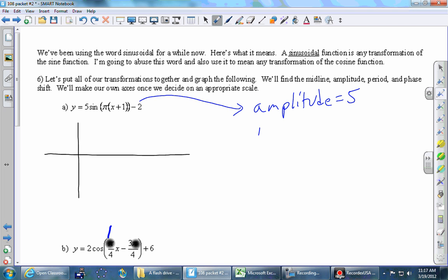And then we've also got a midline. Okay, ignoring any negative numbers, what is the midline? Is it y equals -2? So y equals -2.